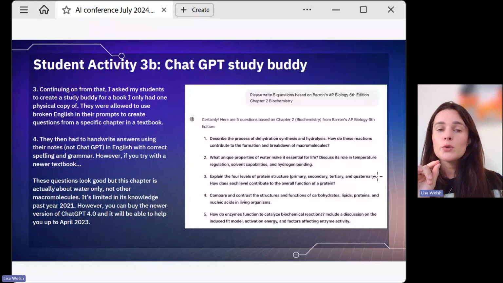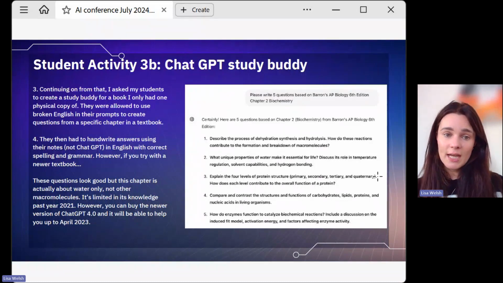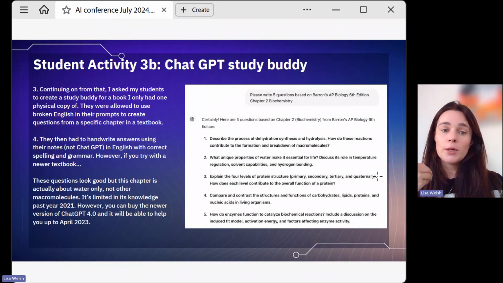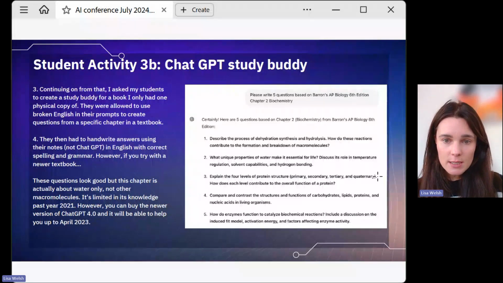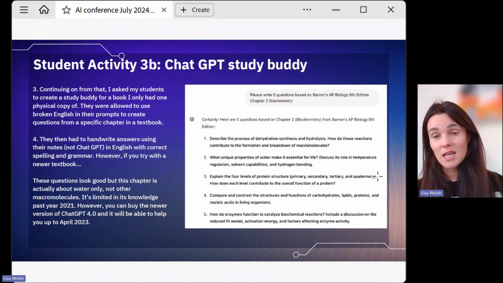So even though the questions are fine, the particular chapter that I was looking at was only about water, not about other macromolecules. So you can see that it's asking for questions about proteins and things. So that wasn't relevant to the actual chapter that I was asking for.